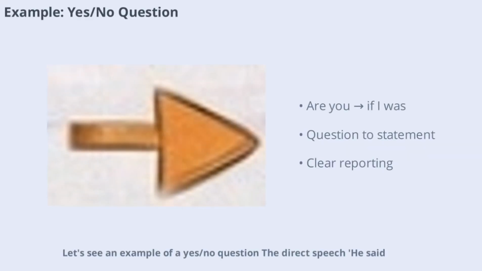Let's see an example of a yes/no question. The direct speech "he said, 'Are you coming to the party?'" becomes "he asked if I was coming to the party." Notice how the question is turned into a statement and if is used to introduce the reported clause.